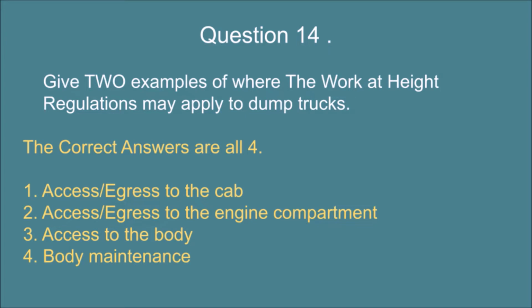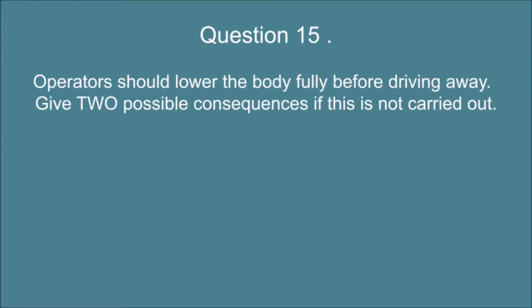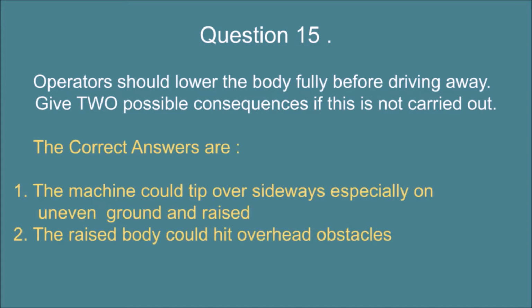Question 15. Operators should lower the body fully before driving away. Give 2 possible consequences if this is not carried out. The correct answers are: 1. The machine could tip over sideways, especially on uneven ground and raised. 2. The raised body could hit overhead obstacles.